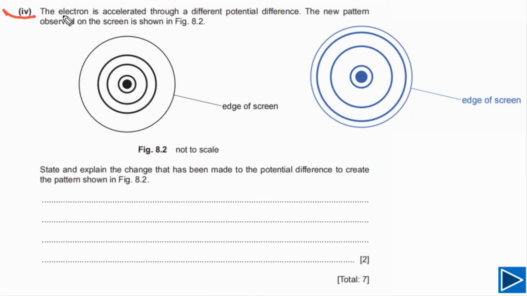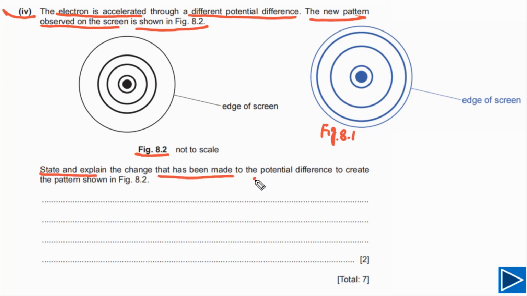For part 4, it is given that the electron is accelerated through a different potential difference. The new pattern observed on the screen is shown in figure 8.2, and this is our figure 8.1. State and explain the change that has been made to the potential difference to create the pattern shown in figure 8.2. Means the potential difference has been increased or decreased. So we have to state that.